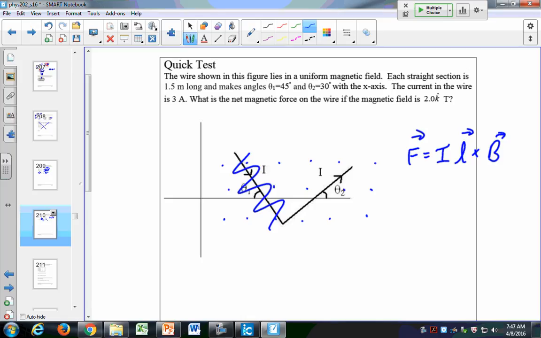Our length is 1.5. That's the magnitude of our length, right? We need to know L in vector notation. So that's your first step. Your first step is to find L in vector notation so that you can do this cross product. I give you the magnitude, the length of L, and I also give you the angle, but you need to figure out what are the I, J, and K components of L.